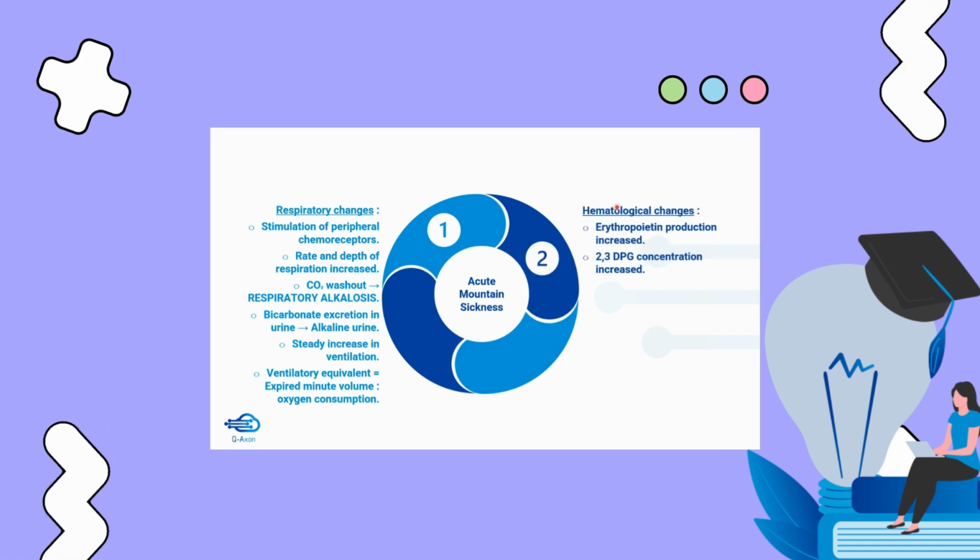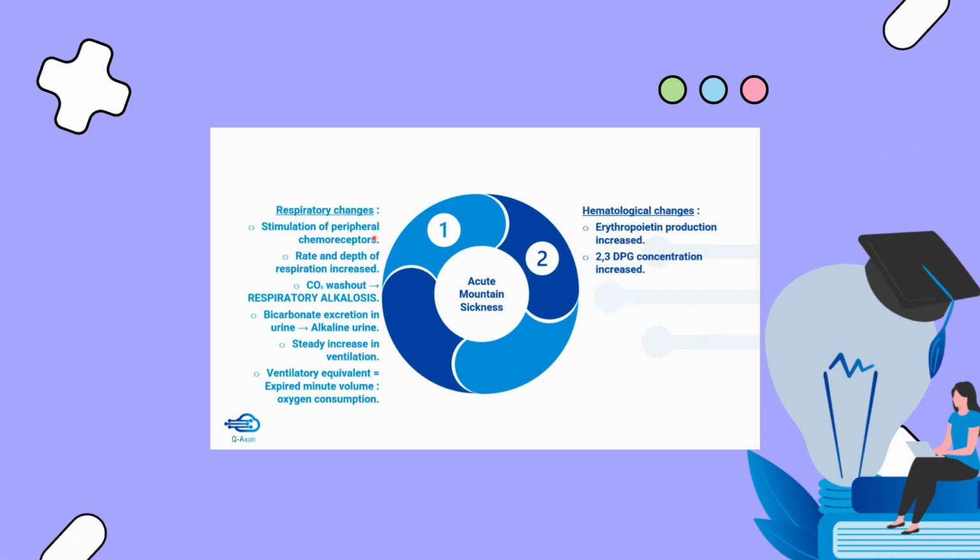Then, there are hematological changes also occurring. Due to hypoxemia, there is production of erythropoietin, and this causes an increase in RBC production. So, erythropoietin production will cause an increase in RBC production. Then there is also an increase in 2,3-DPG concentration. Now, these hematological changes take quite a time.